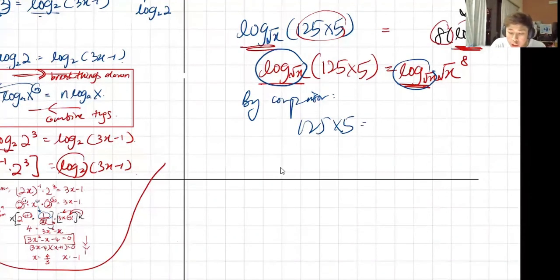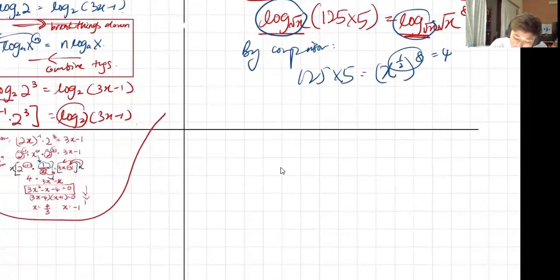When you solve things like this and you don't know what to do, change the square root to a power. It's x to the power of half, to the power of 8. Power to a power, you multiply the powers, which gives 4. So you have 625, yeah, 625 will be equal to x to the power of 4.